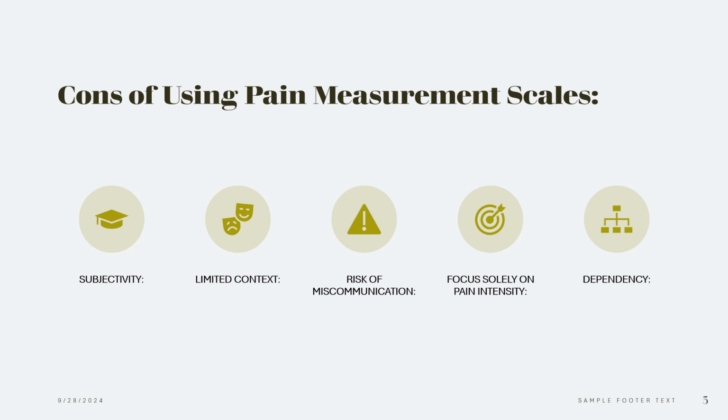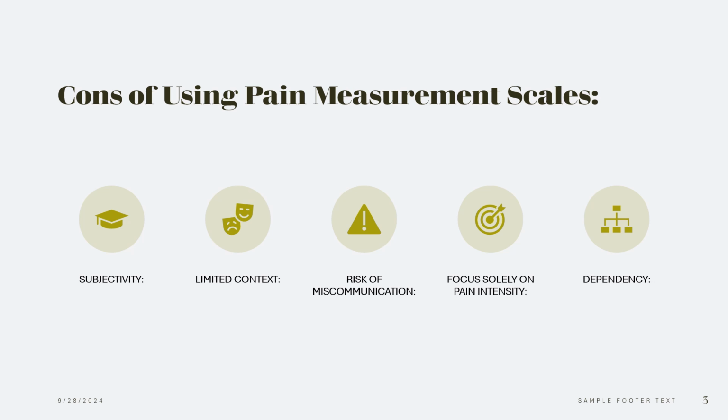So some patients might misunderstand the scale or be unsure about how to rate their pain. For example, a 0 to 10 scale might be confusing if patients don't understand what the endpoints clearly represent, and this can lead to inconsistent or inaccurate reporting of pain levels. Now, these focus solely on pain intensity.